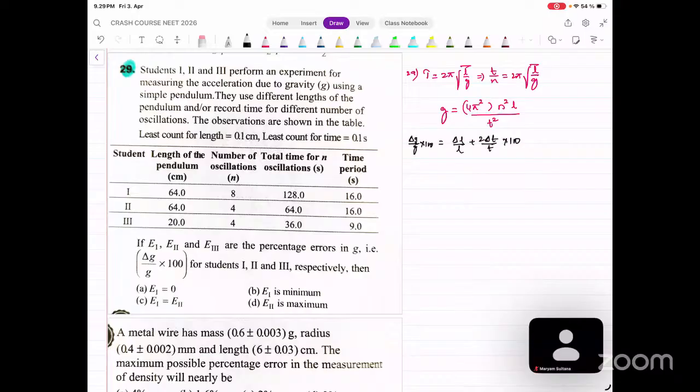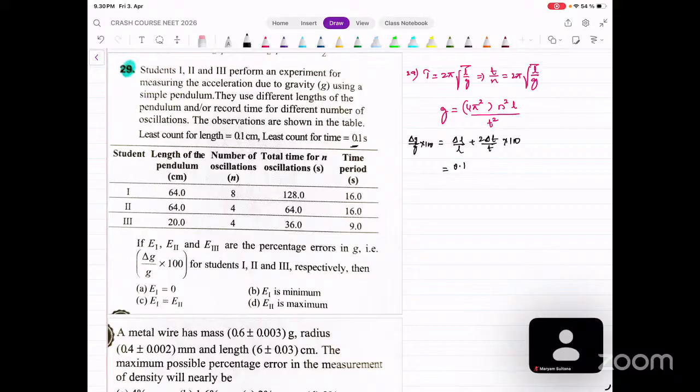Length and n squared right now for me, given time is always remaining constant for me. So delta L... देखिए बेटा, oscillations दे रखा है, length of the pendulum for the one is 64 and the number of oscillations in that one is 8. Total number of oscillations for n oscillations is 12.8 and time period is given as 16. यानी delta L की value कितनी है बेटा? 0.1 हो जाएगी, isn't it? Because least count for the time is given as 0.1.